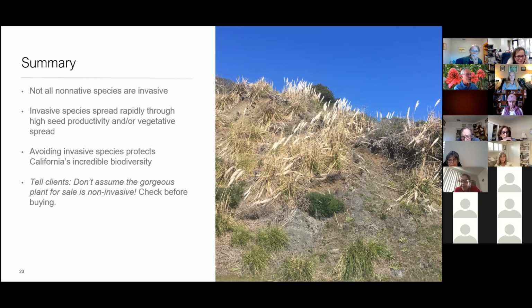Invasive species spread rapidly, such as you see in that picture, through high seed productivity or vegetative spread. What people did with this plant is when they got married, they would take one of these beautiful stalks and stick it on their antenna. Nobody has those antennas anymore. And drive down the freeway. We're married. They propagated.